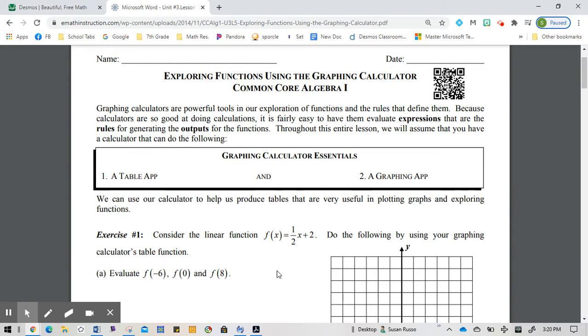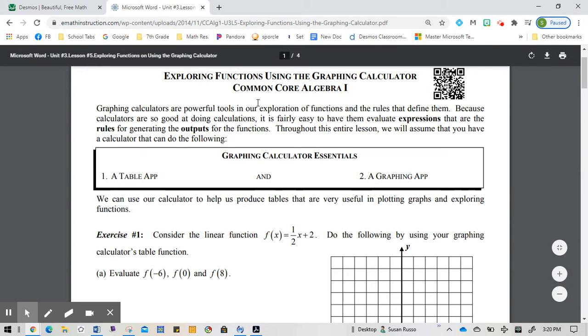Hi guys, we're going to look at lesson 5 today, which is about exploring functions using a graphing calculator. Now I know a lot of you don't have a graphing calculator, but what we're going to do is use the Desmos beautiful free math graphing calculator. I strongly suggest you install the Desmos app on your phone if you have the memory. It's a great free app. You'll use it the rest of the time you're in school, the rest of the time you're doing math.